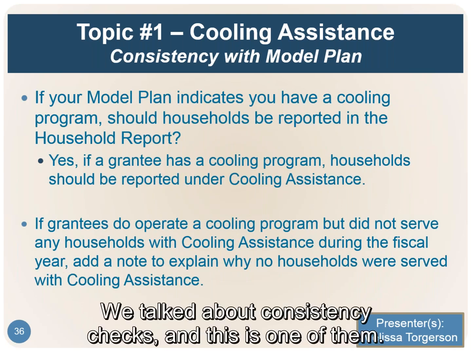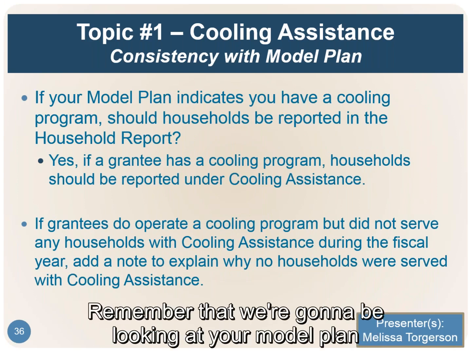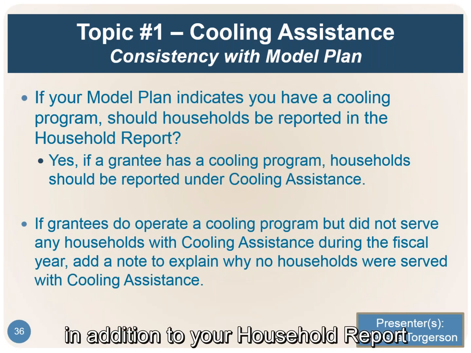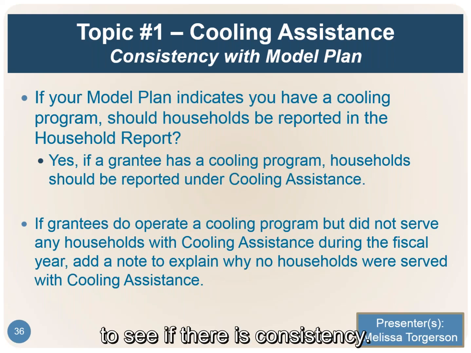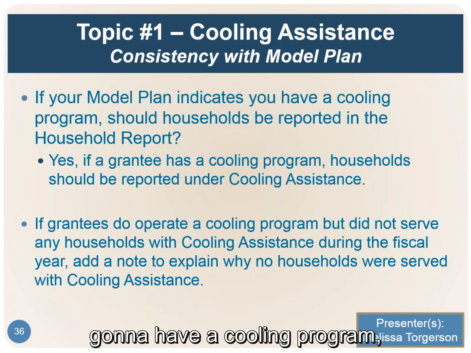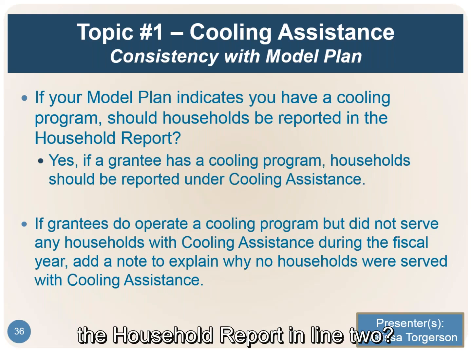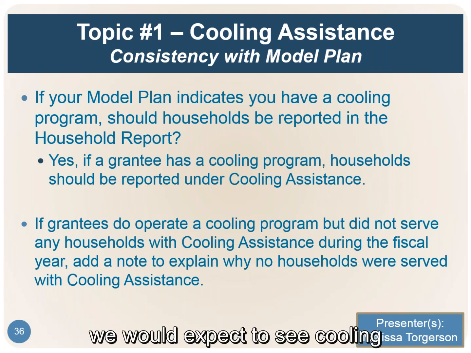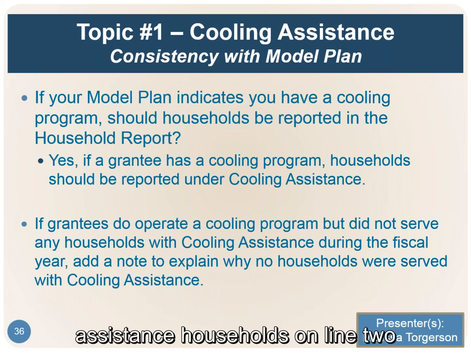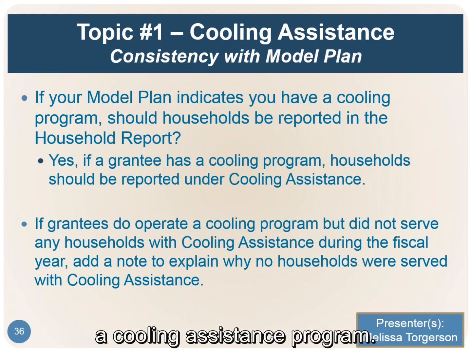We talked about consistency checks, and this is one of them. Remember that we're going to be looking at your model plan in addition to your household report to see if there's consistency. So if your model plan says you're going to have a cooling program, should households be reported in the household report in line 2? And that answer is yes. We would expect to see cooling assistance households in line 2 if you said you were going to run a cooling assistance program.